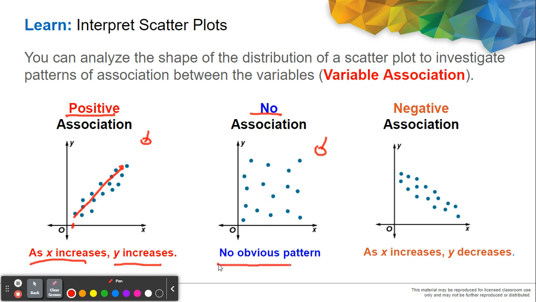That's why there is no obvious pattern for this kind of association. And lastly, we have a negative association. So as x increases, y decreases.